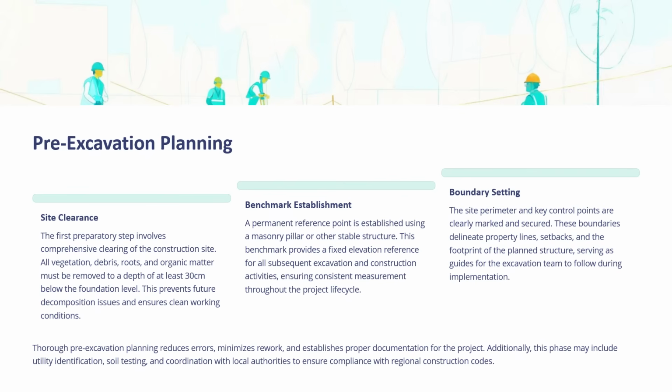So basically, what are benchmarks? These are permanent reference points which are established using masonry pillars or other suitable structures. The basic purpose of providing a benchmark is to provide a fixed elevation reference for all subsequent elevations and construction activities, ensuring consistent measurements throughout the project life cycle.